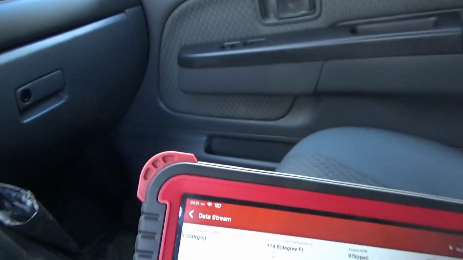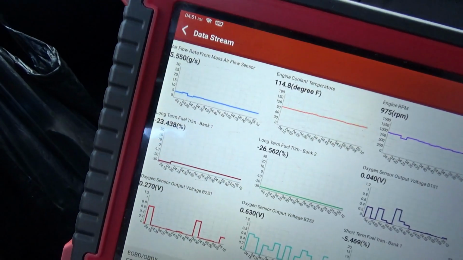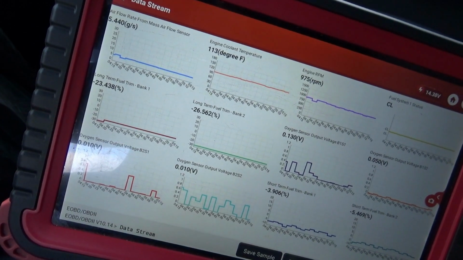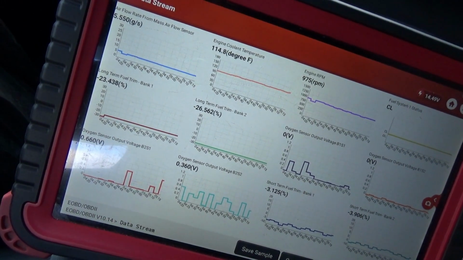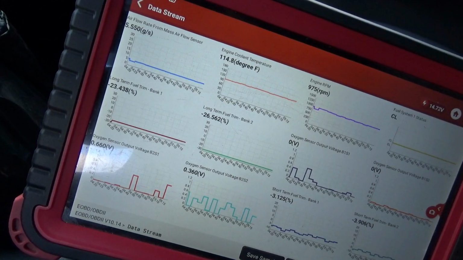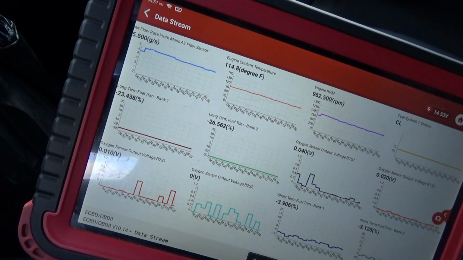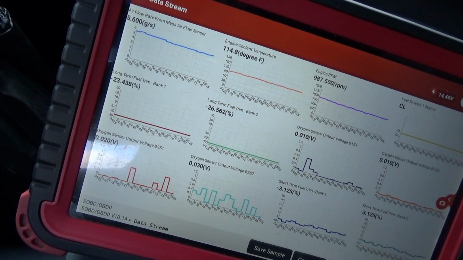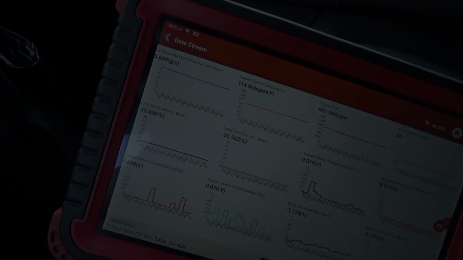Stuff like this. So we're down to 5.5 grams per second. That's way too high. But yeah, we need an OEM sensor. I don't know where you can get one, or at least maybe a Denso unit. I'll look in RockAuto. But that's all that's wrong with this truck, really.